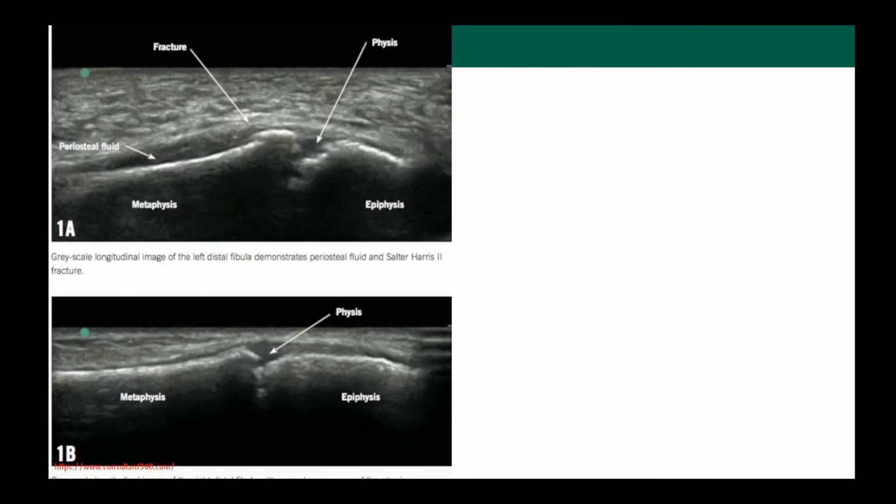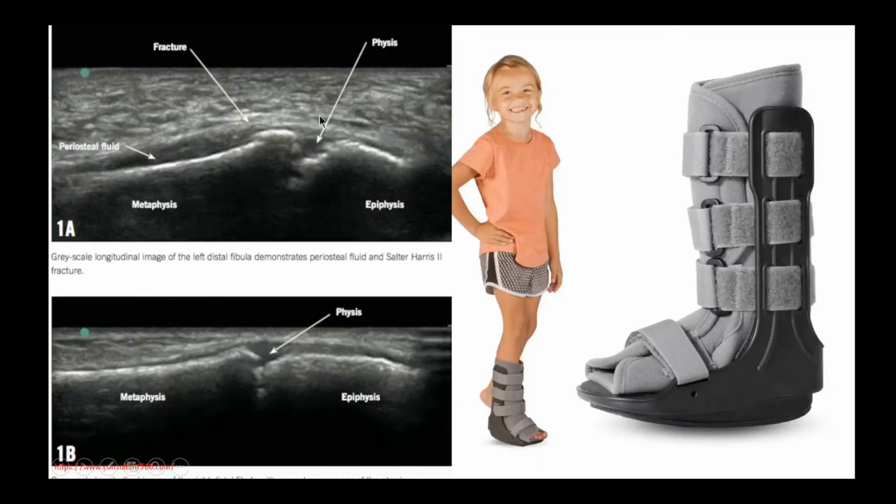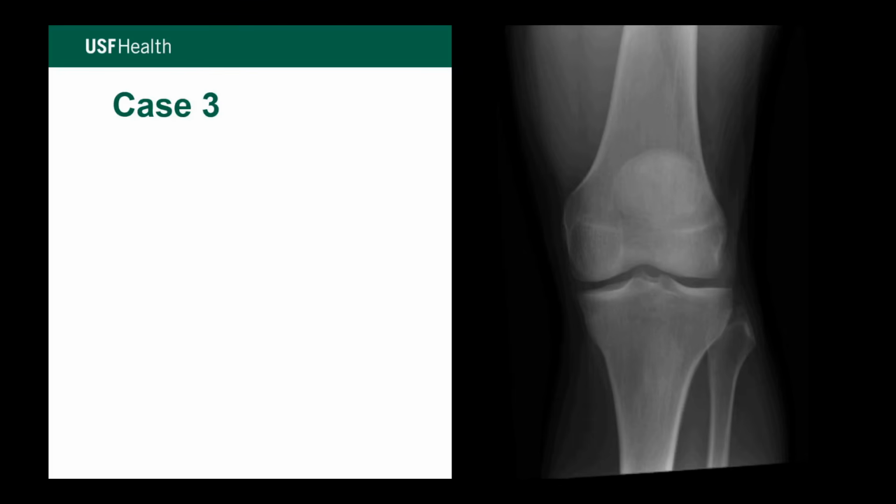You might call this a Salter-Harris 2 or Salter-Harris 1, depending on a few variables. But more importantly, perhaps you see a fluid collection here, suggesting acute trauma, okay? This kid has an injury, and you're going to call it a fracture because of how tender he is right along this ridge, okay? You place this 7-year-old in a walking boot, and they have a good outcome. If they aren't trustworthy, you may have to put them in a splint or a cast.